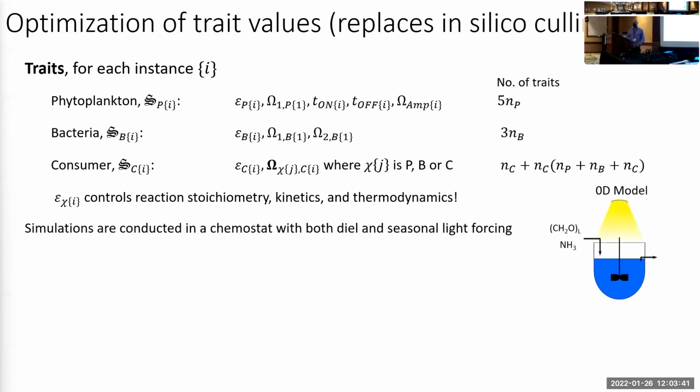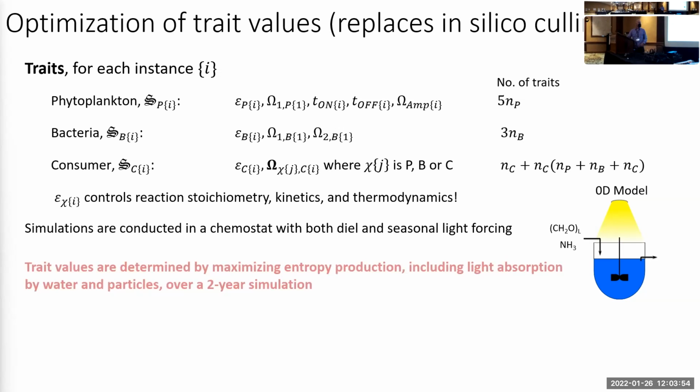So the idea here then, and this model is set up in just a simple 0D chemostat model, where you have some labile carbon and nitrogen coming into the system. And then we have light coming in that's both seasonal and diel. The idea here is to determine the trait values that maximize energy dissipation or maximize entropy production over a 2-year period. So you simulate a 2-year period and you're adjusting all those trait values so that you're maximizing the dissipation of energy.